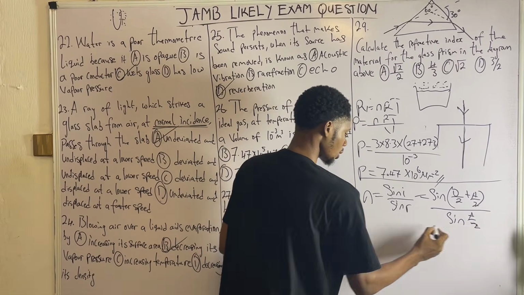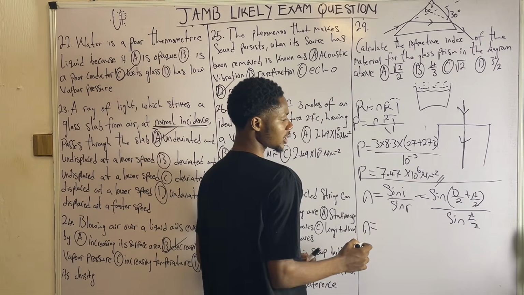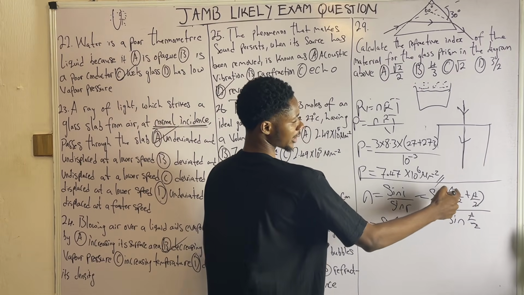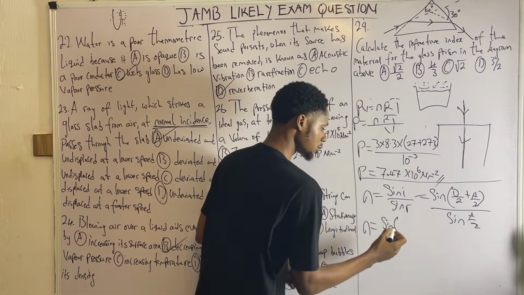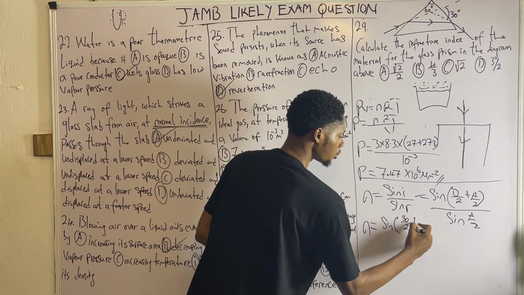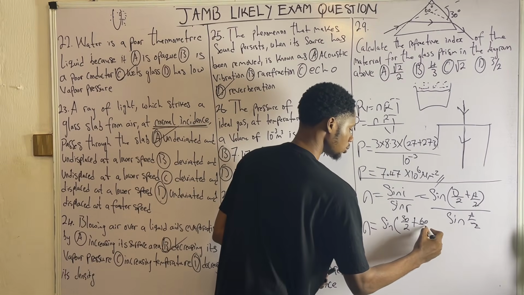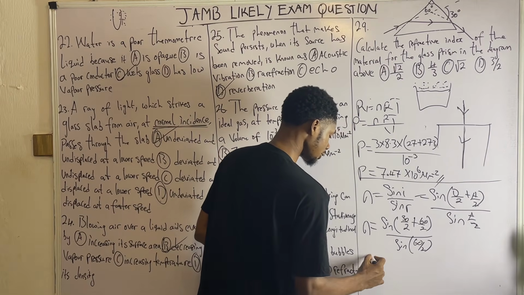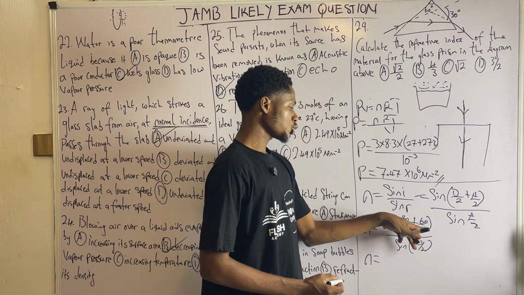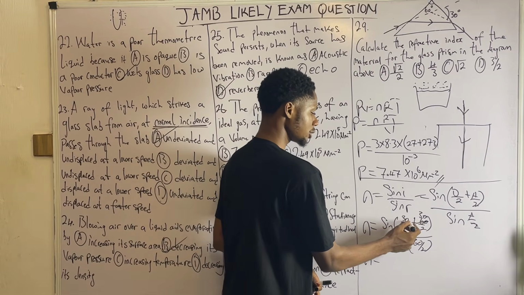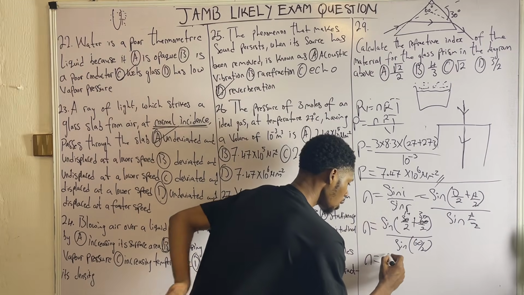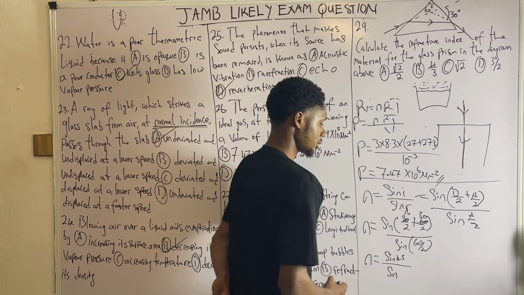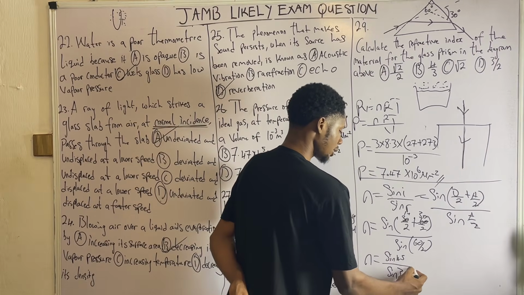Now let's solve for this. The refractive index is equal to sine, in brackets, the deviation angle, that's 30 degrees. So you have 30 over 2 plus A over 2, that's 60 over 2, divided by sine of 60 over 2. Now when you do the math, you get 30 over 2 is 15, and 15 plus 30 is 45. So that will be sine 45 divided by sine 30.